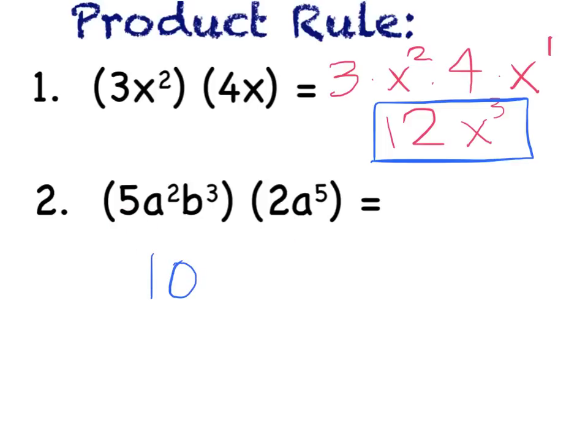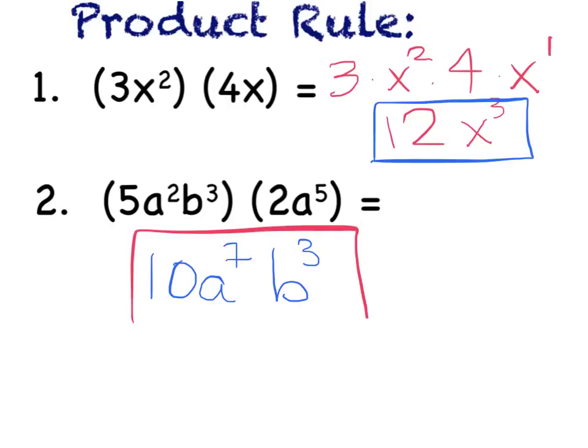I'm going to multiply a squared times a to the 5th. So when I'm multiplying, I add my exponents. So that's going to give me a to the power of 7. And if you notice, I don't have another b. I've got this b, but nothing over here. So when that happens, then I just bring my b to the power of 3 down. So my final answer is 10, a to the 7th, b to the 3rd.